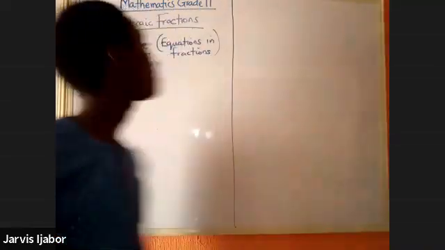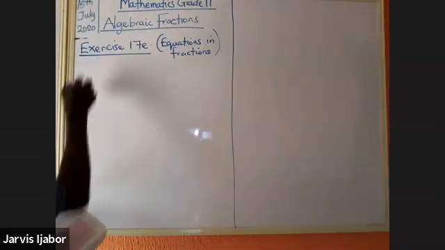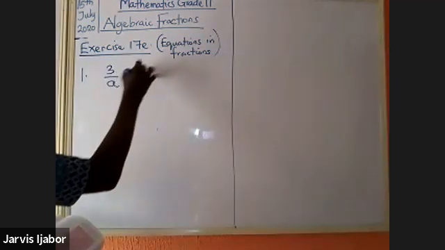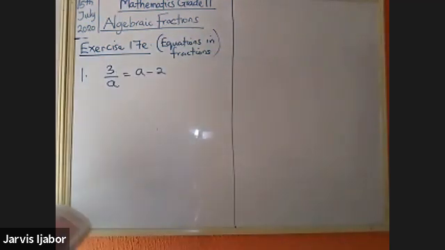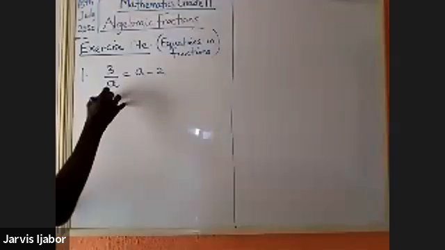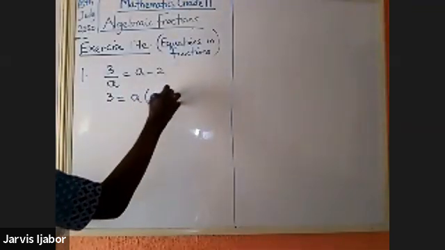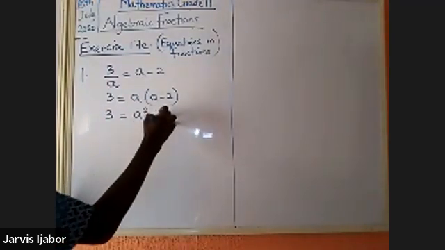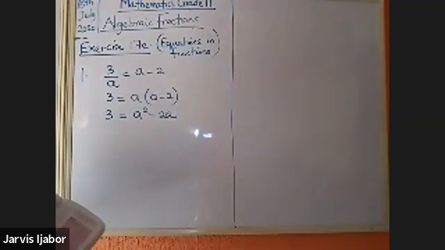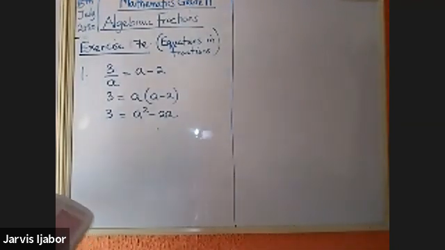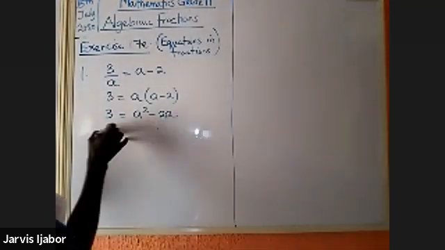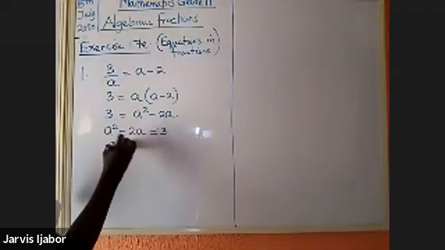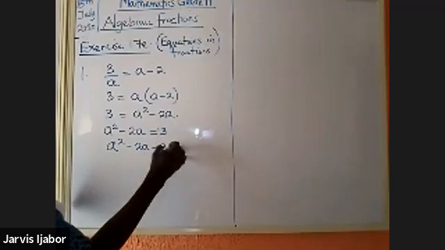So here we go. We'll start with question 1, although we had it in our last class. It says 3 over a equals a minus 2. So by multiplying through by a, I'm going to have 3 equal to a into a minus 2. Now at this point, I can choose to simplify this first. Minus 2a, and then a squared minus 2a will be equal to 3, which will now be a squared minus 2a minus 3 equal to 0.